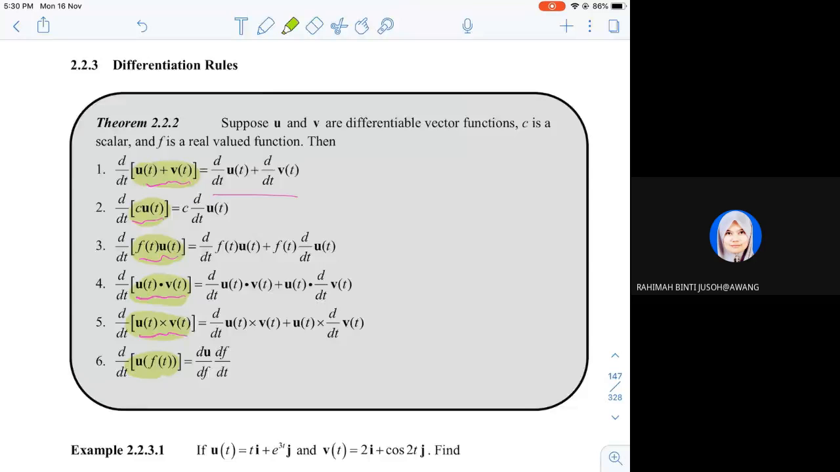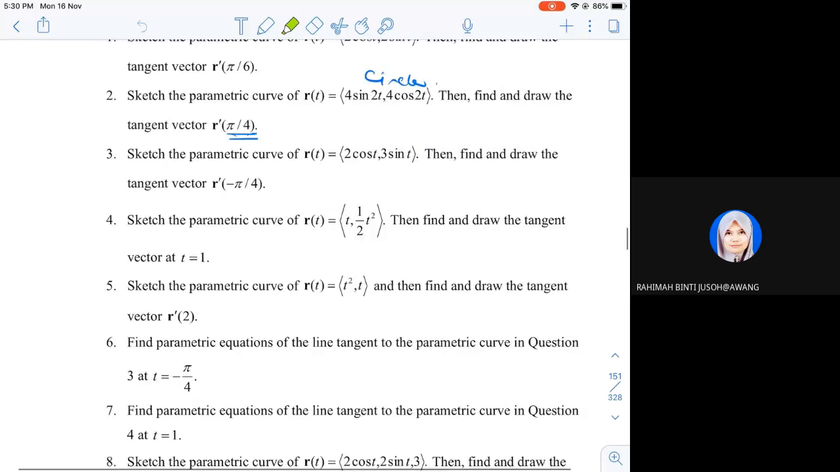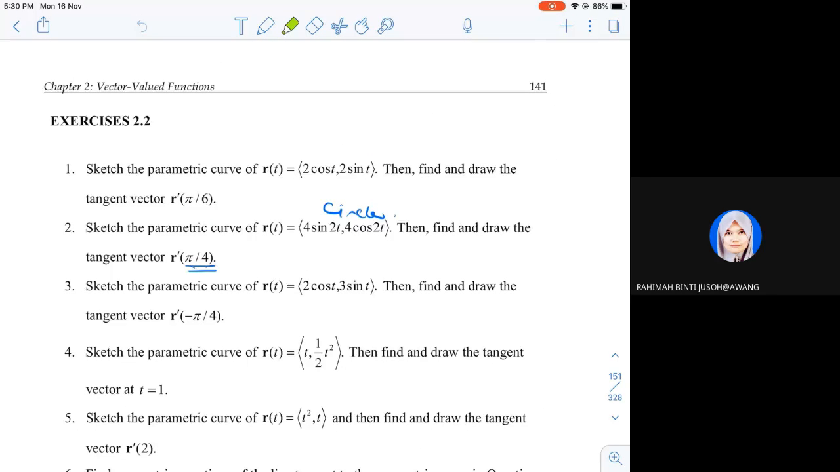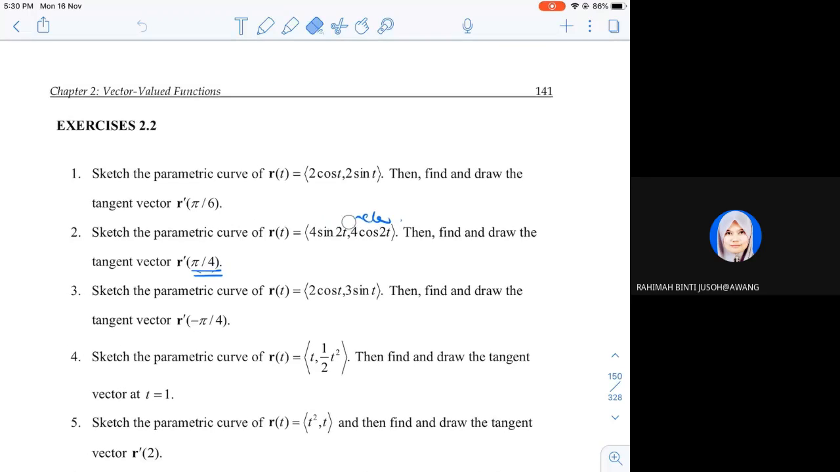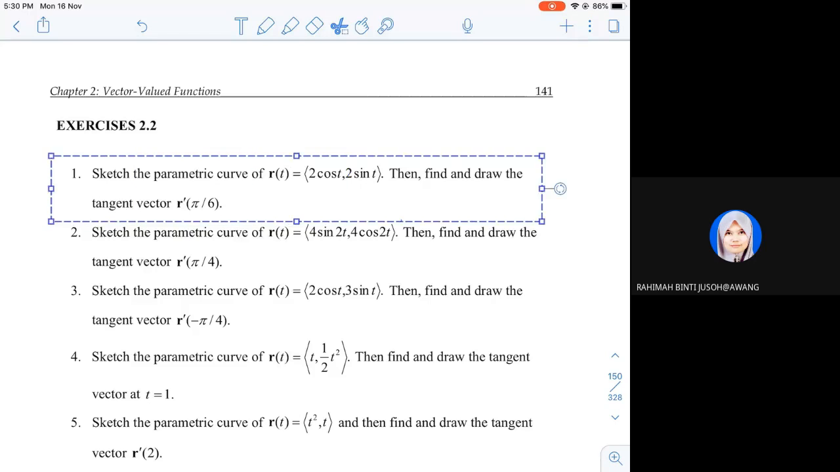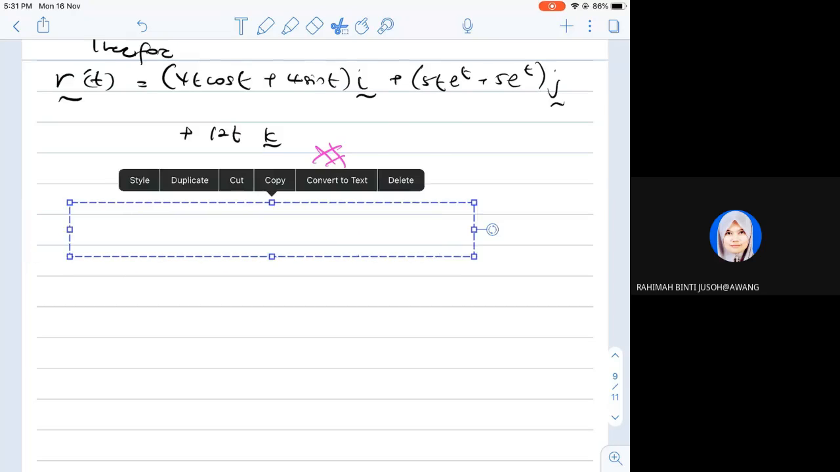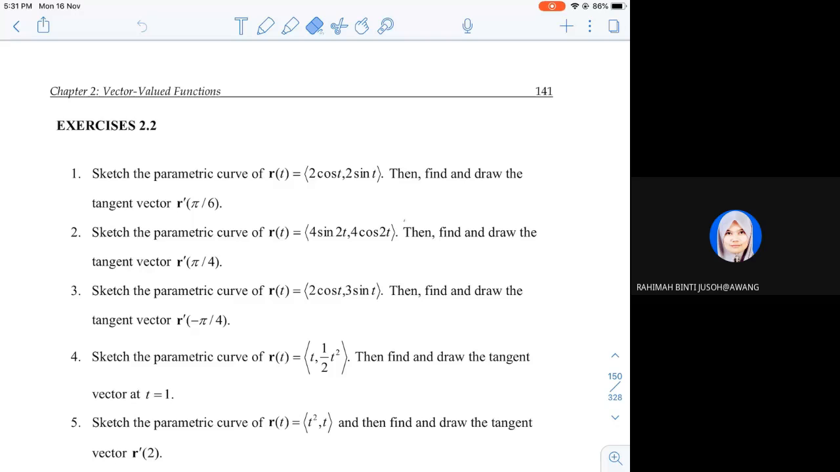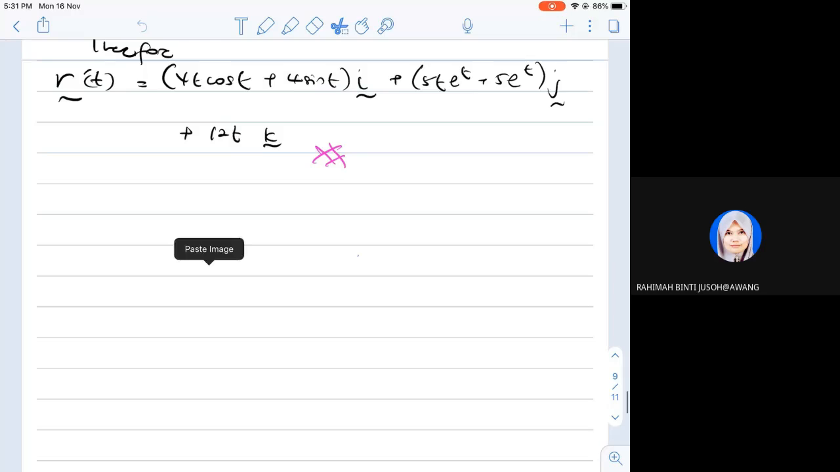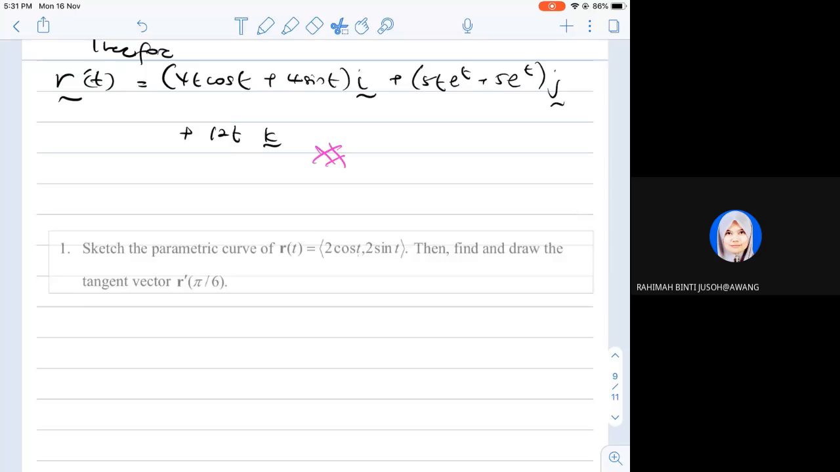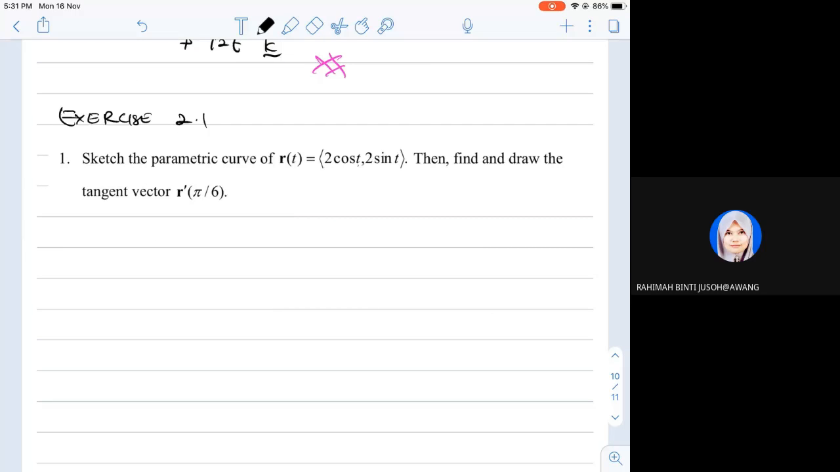Okay, right, now let's look at the question on sketching the tangent vector. Tangent vector. So let us do the first question. Question number 1, sketch the parametric curve and then draw the tangent vector. Exercise 2.2, question number 1. Okay, sketch the parametric curve.